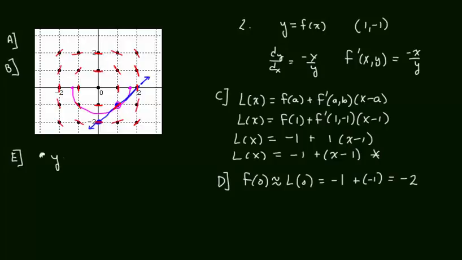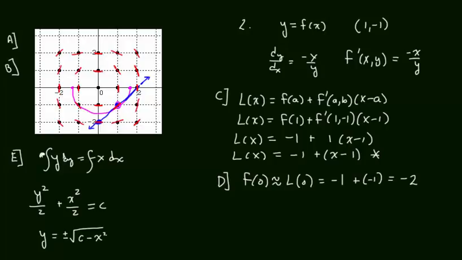Part E, we're going to solve the differential equation, first getting the general solution, separate the variables. We have y dy equals -x dx, separated the variables, take the integral of both sides. That's going to give us y squared over 2 plus x squared over 2 equals c. And if I solve for y, y is going to equal plus or minus the square root of c minus x squared.